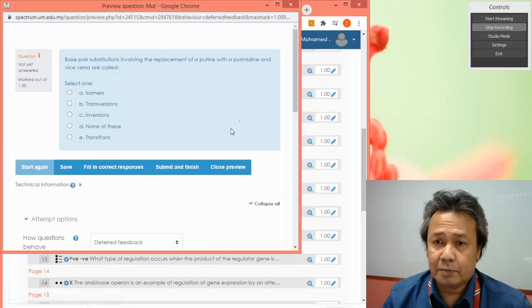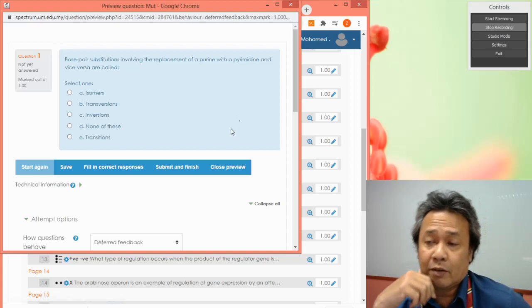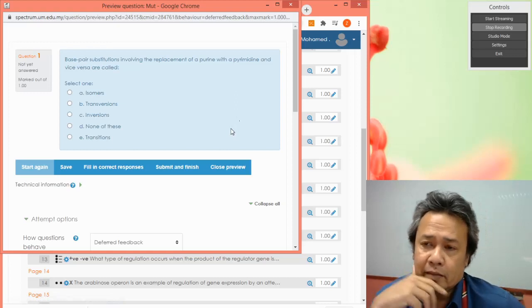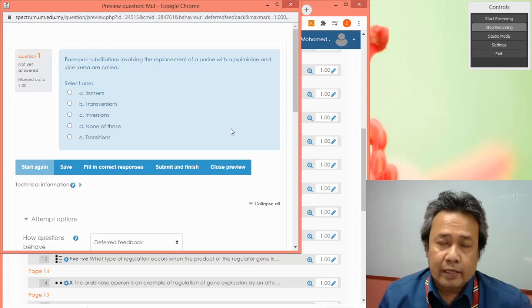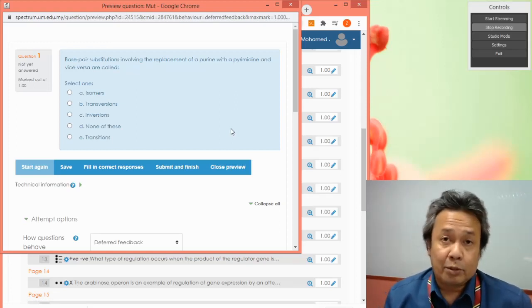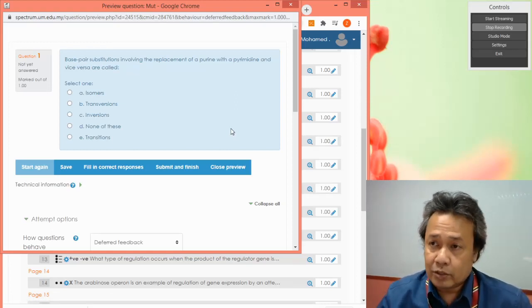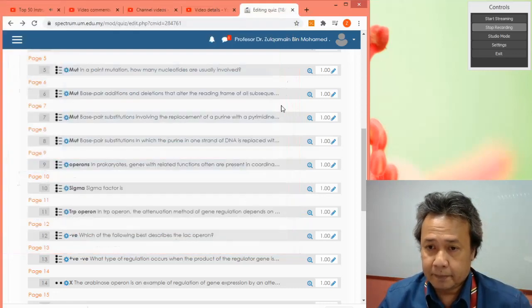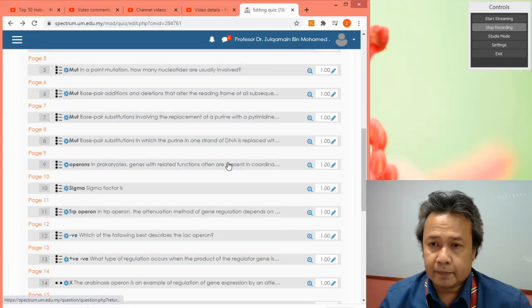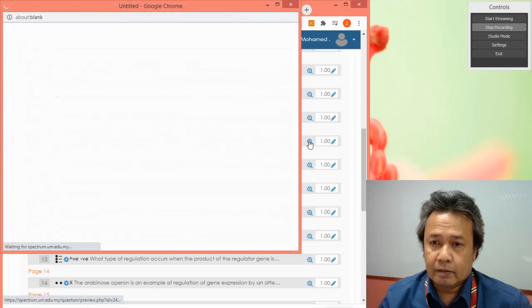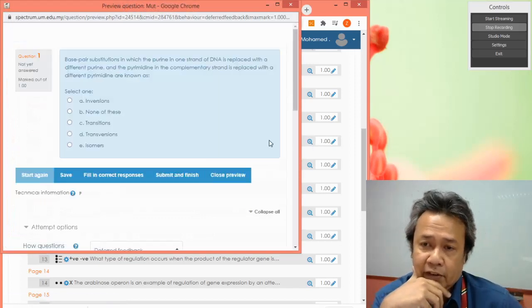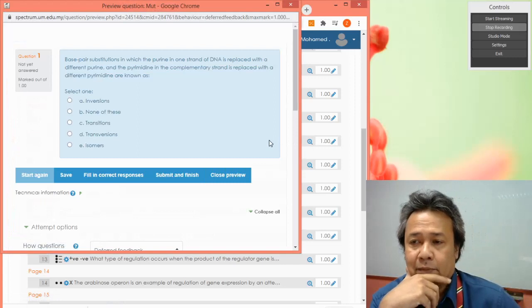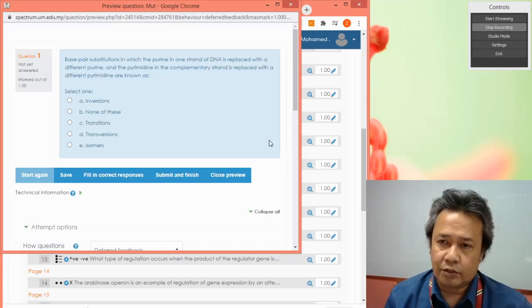Base pair substitution involving the replacement of a purine with a pyrimidine. That is called a transversion. Changes within the same class, purine to purine or pyrimidine to pyrimidine, are called transitions. Base pair substitution in which a purine on one strand is replaced with a different purine and the pyrimidine in the complementary strand is replaced with a different pyrimidine. That's called transition.